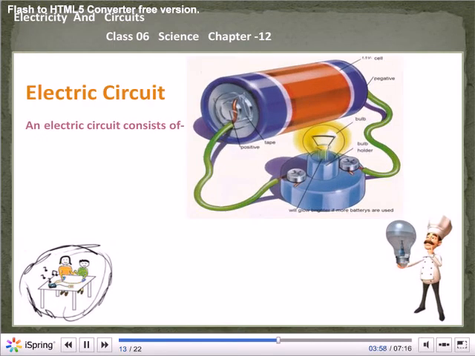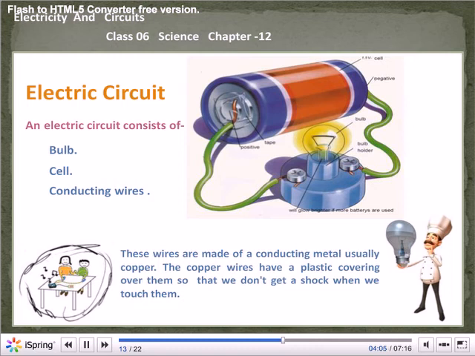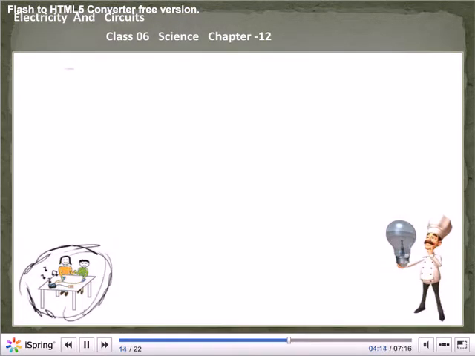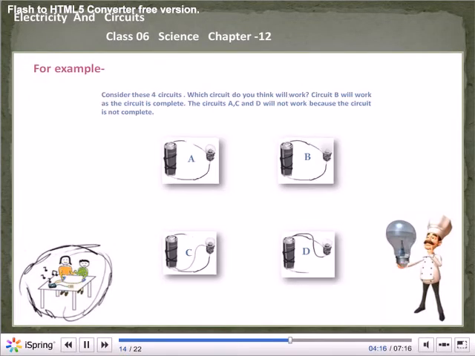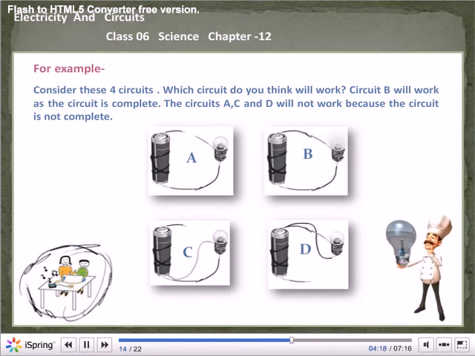An electric circuit consists of bulb, cell, conducting wires. These wires are made up of a conducting metal, usually copper. The copper wires have a plastic covering over them so that we don't get a shock when we touch them. For example, consider these four circuits. Which circuit do you think will work? Circuit B will work as the circuit is complete. The circuits A, C and D will not work because the circuit is not complete.